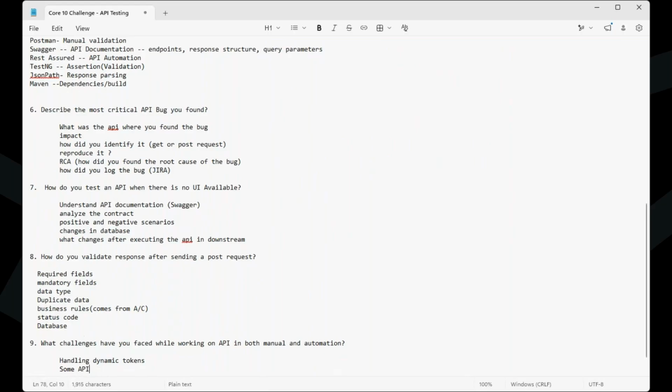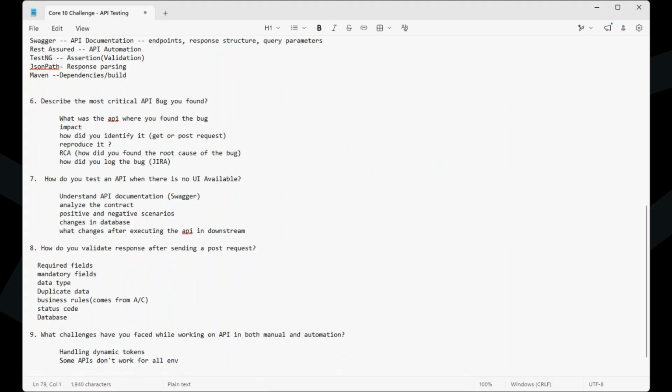And there are some APIs that don't work for all environments. Let's say a couple of APIs work for the dev environment, a couple of APIs work for the Q environment. So it's not like all the APIs are working for all environments. That's another problem. There are also dependencies between APIs. Let's say you need to send one API first and then the following API will work. If you try to send the second API before sending the first API, it's not going to work. So you can talk about this.